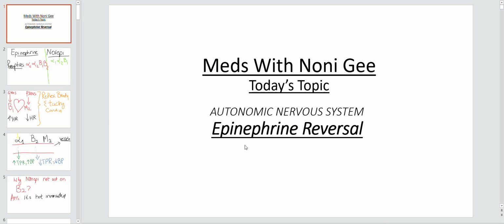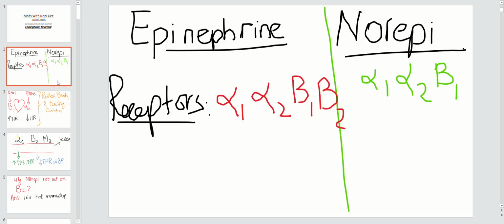So before understanding the epinephrine reversal, you have to understand which receptors epinephrine stimulates and which receptors norepinephrine stimulates, right? Or they are acted upon by which receptors. So in the first slide I'm going to show you which receptors epinephrine acts on and which receptors norepinephrine acts on.